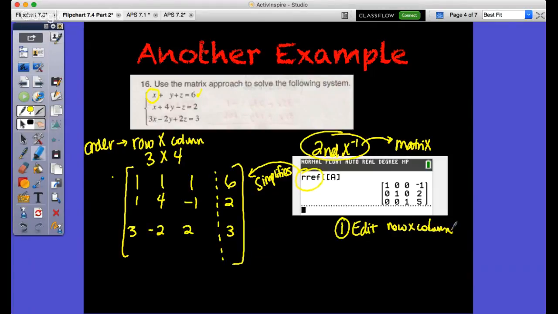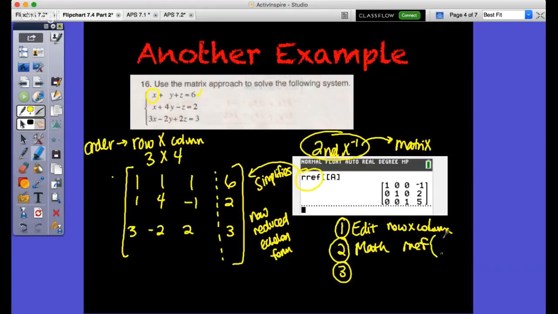Then you go to the math button, go to row reduced echelon form. Okay, so again, that's called row reduced echelon form, which is the form you see up above. And then the third thing we do is make sure we put A, or whatever matrix we found in here.